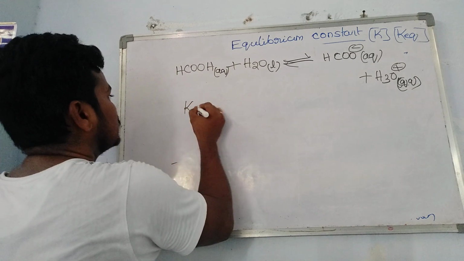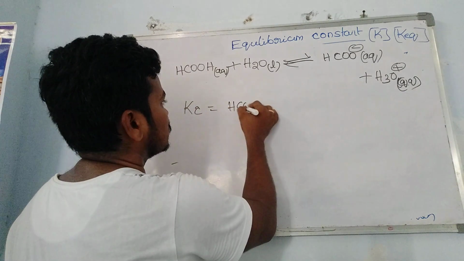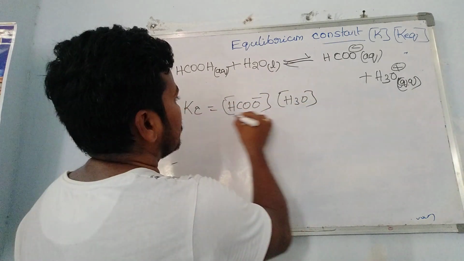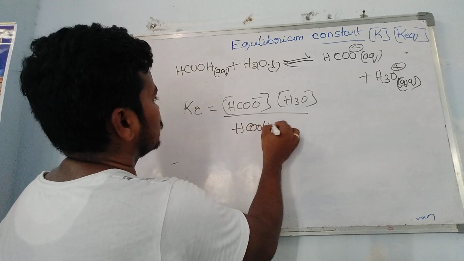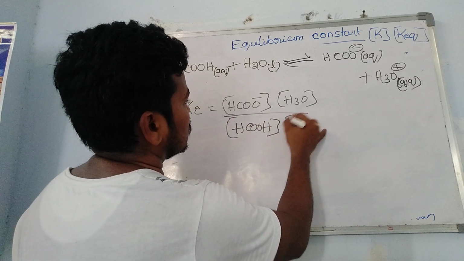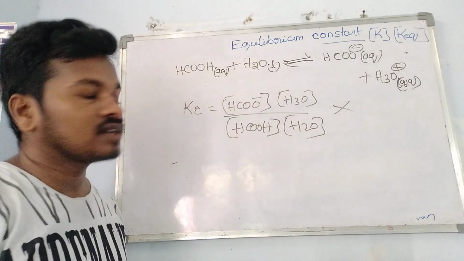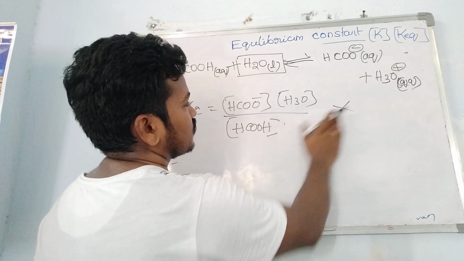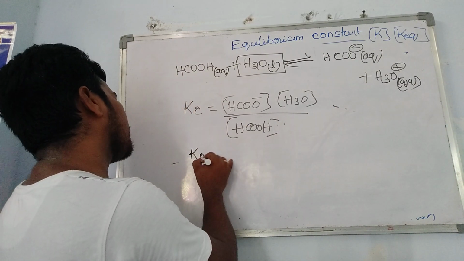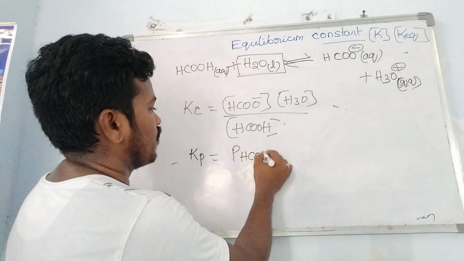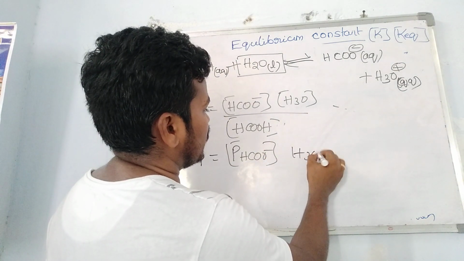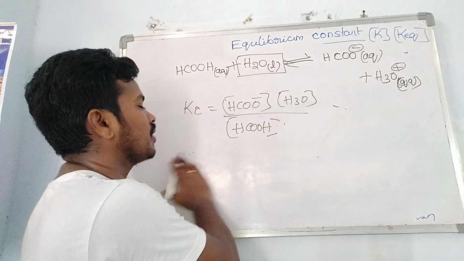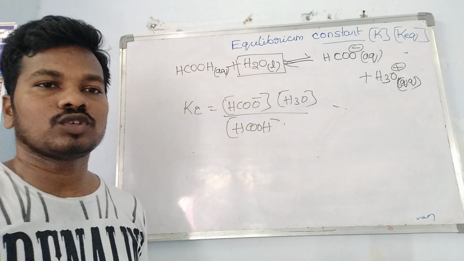Kc is equal to product upon reactant: HCOO minus active mass, H3O plus, by HCOOH upon H2O. If you write like this, it is incorrect. Why? Because pure liquid is not included in the equilibrium expression, so you have to remove it and the expression becomes like this. If you want the same for Kp, how can you write? P of HCOO minus, H3O plus, but one gaseous phase should be there, so we cannot write Kp for this reaction, because only the gaseous phase should be there.